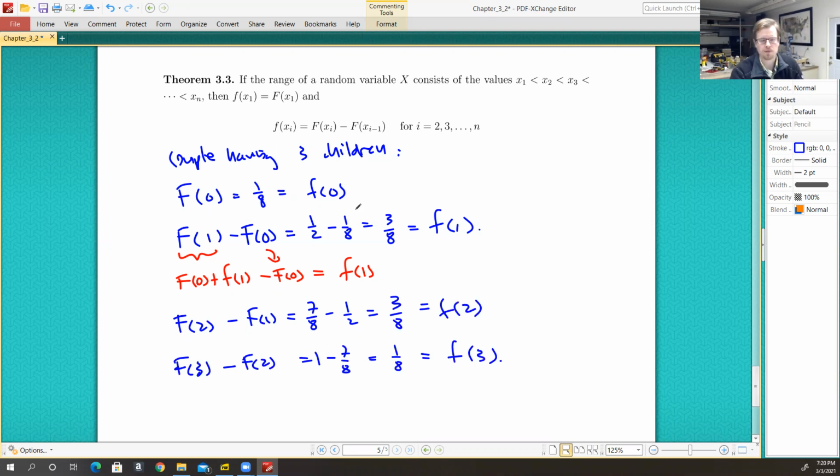Okay, so hopefully if the language was a little bit unclear, this clarified what was going on. So that's all that we have for this, and that is the end of section 3.2.